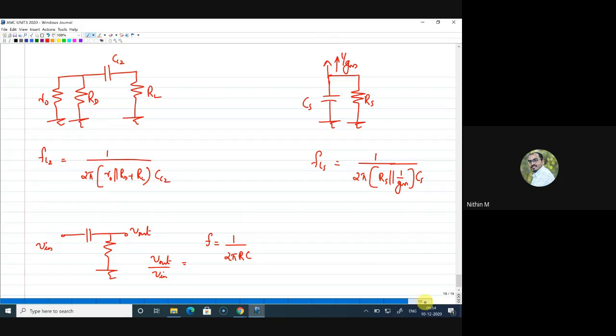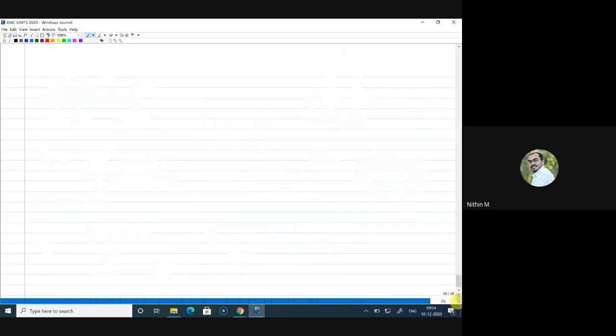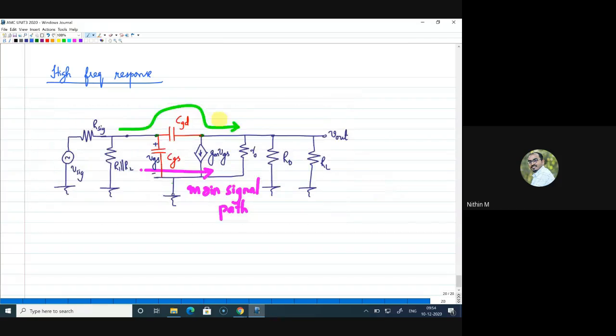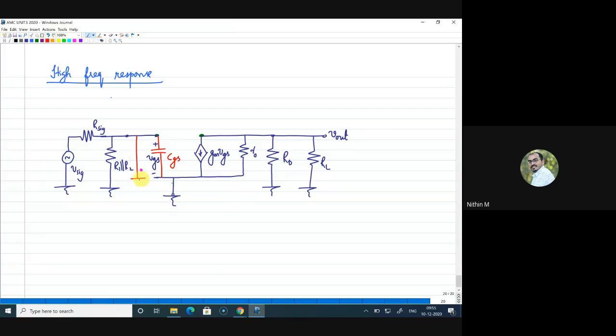Okay. Yeah. So I'll quickly go through the high frequency response also so that you can calculate the bandwidth. So high frequency response. This is the circuit we have. Now in this I will just delete the CGD from here, and I will draw the component here as CGD into 1 plus GM into RL dash.